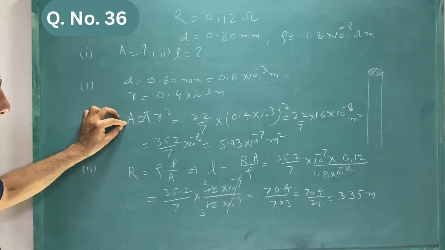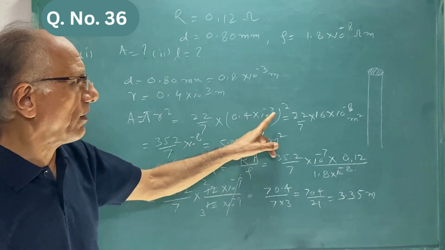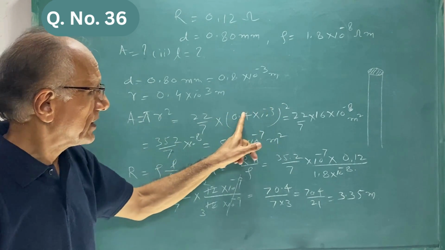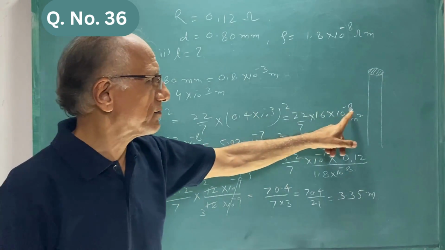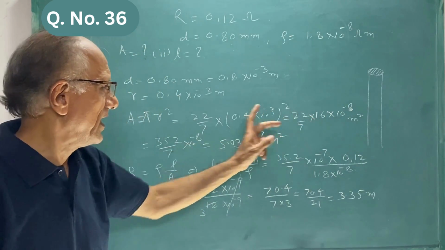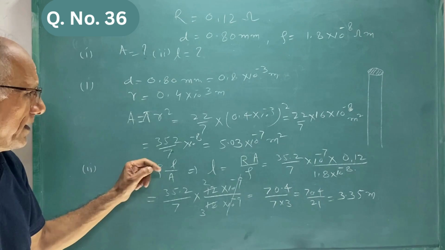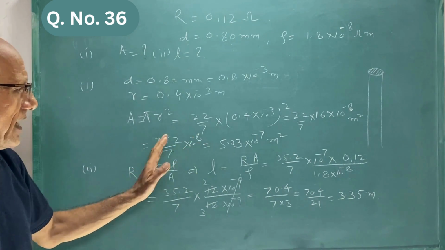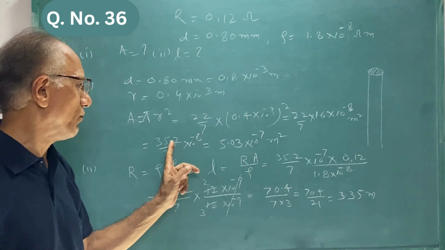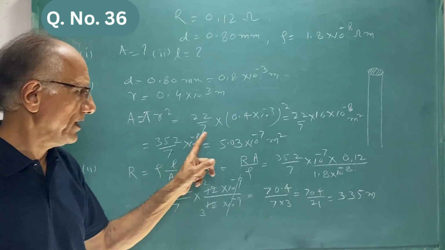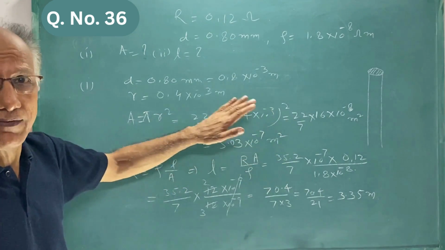So here area is pi r square. Pi is 22 by 7 into 0.4 into 10 to the power minus 3, and this whole squared. The decimal and the minus 3 give minus 4, so squaring it becomes minus 8, and 4 squared is 16, with 22 by 7 as it is. 16 times 22 is 352, 35 divided by 7 into 10 to the power minus 8, and after dividing by 7 we get 5.03, and with one decimal shift it becomes 10 to the power minus 7 meter square. So this is the cross-sectional area we have calculated.